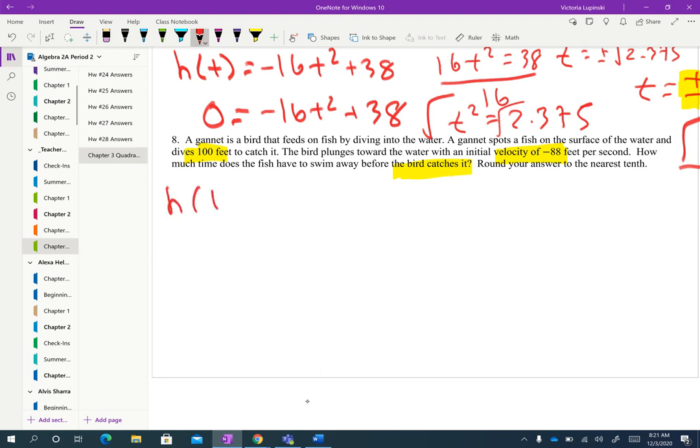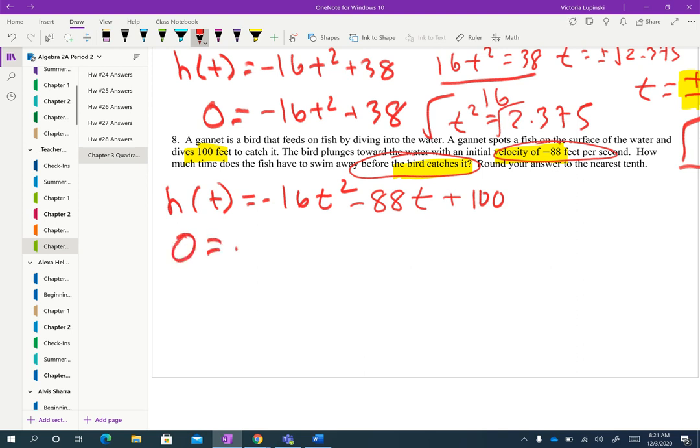So let's go ahead and start off with h of t equals negative 16t squared. Because the bird is plunging towards the water, that means its initial velocity is negative 88 downward times t. Because he dives 100 feet, you can assume he is 100 feet up in the air. If you're trying to figure out how much time the fish has to swim away before it's caught, you can assume that is when the height is 0. If the bird is starting at 100 feet and launching itself towards where the fish is, you can assume that 0 feet is when he actually catches it.